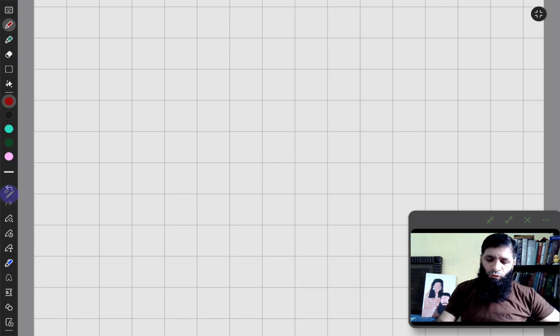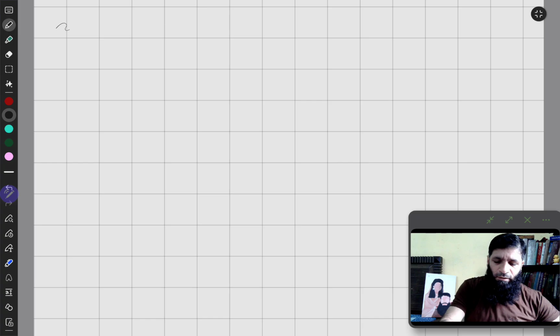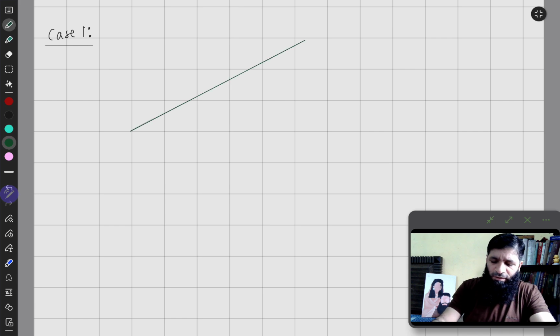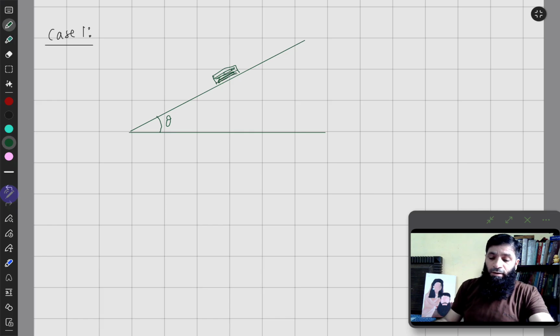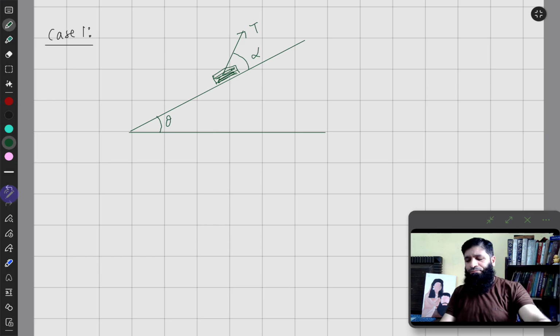Now, you can have two cases for inclined plane. This is case 1. I will explain the case with the help of a diagram. Let's suppose you have an inclined plane which is making angle theta with the horizontal, and this is an object which is moving along this inclined plane, and there is an external force acting upon this object. Let's suppose the external force is T, which is making angle alpha with the horizontal.